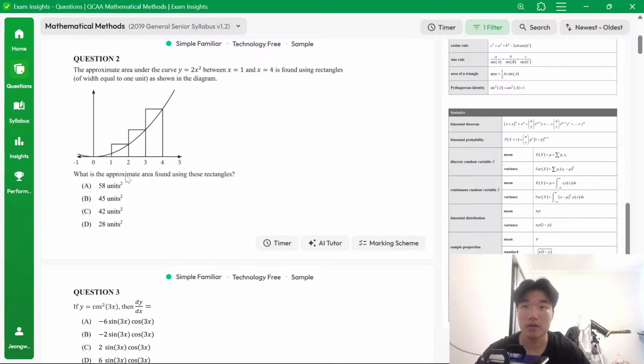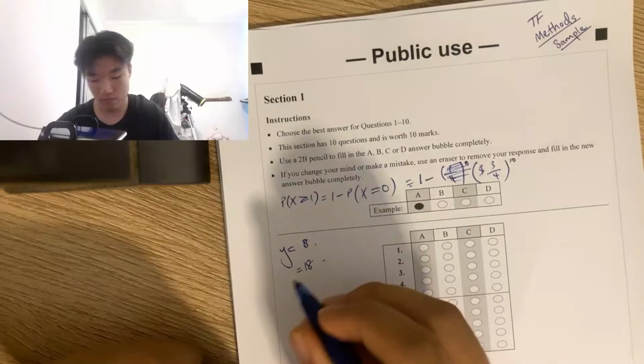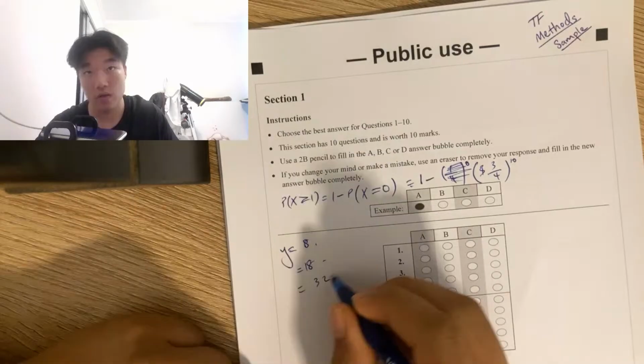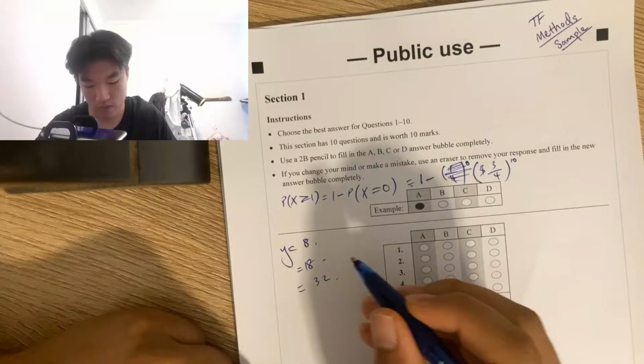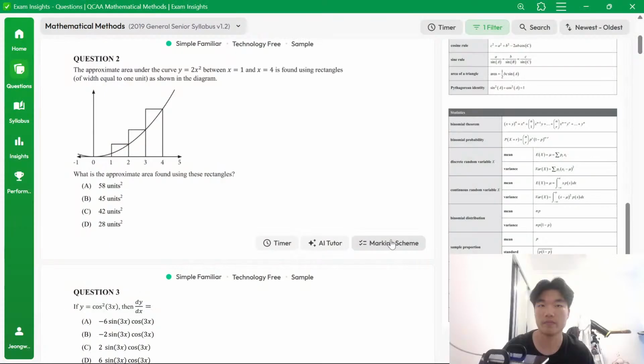Okay, so then what about 3? We sub in x equals 3. 2 times 3 squared. 3 squared is 9. 9 times 2 is 18. The last one is x equals 4. 2 times 4 squared. 4 squared is 16. Times 2 is 32. 8 plus 18 plus 32 is 58. So it's A.